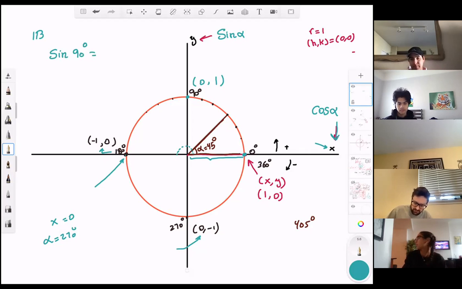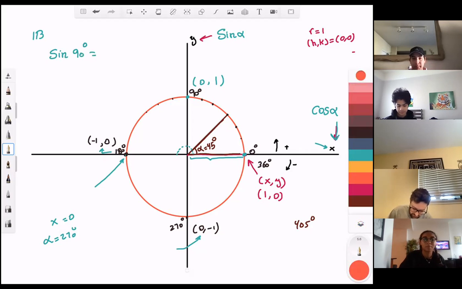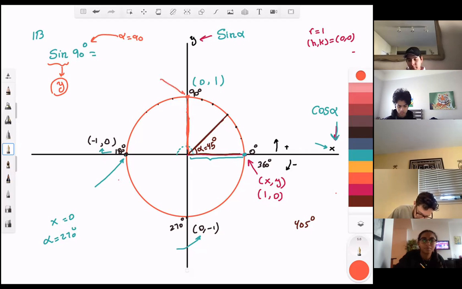Excellent, it is 1. So what is sine? This sine means we are looking for y, correct? And there are millions of y here. Which y? The y where alpha is 90 degrees. Alpha is 90 degrees is here. So we are dealing with this coordinate. Sine is related to y. So sine of 90 is 1.